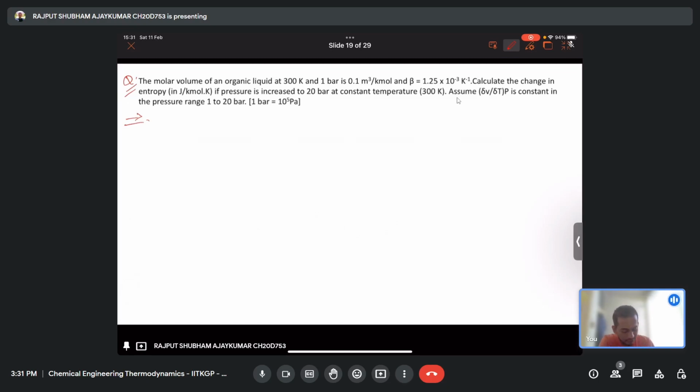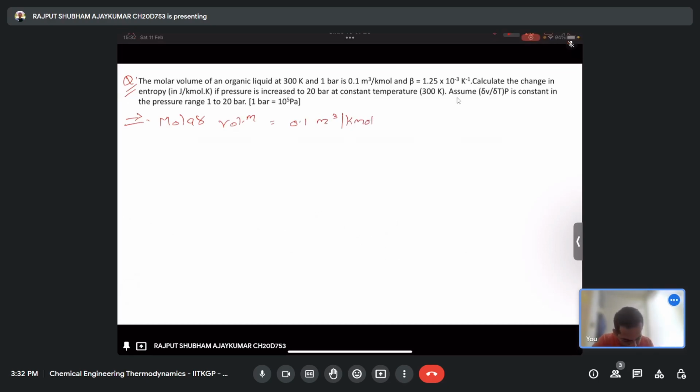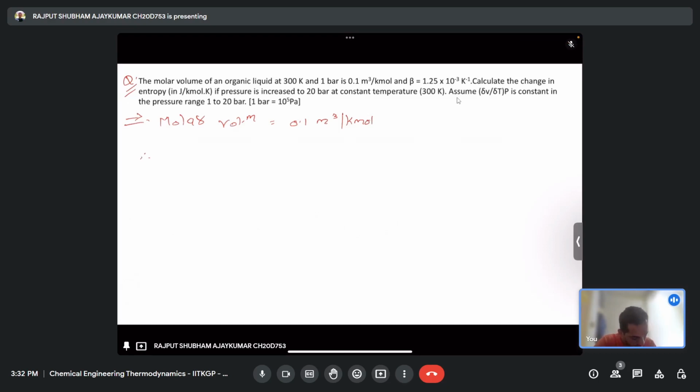Okay. So now we have to determine the change in the entropy. So what we'll do is that we'll solve the question. So molar volume is given as 0.1 meter cube per kilomole. Okay. Now I told you there are two different terms, like volume expansivity beta and isothermal compressibility kappa.